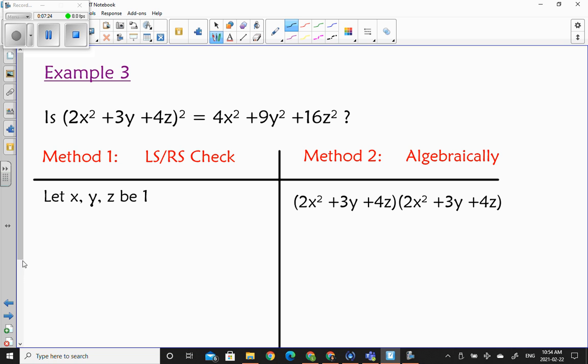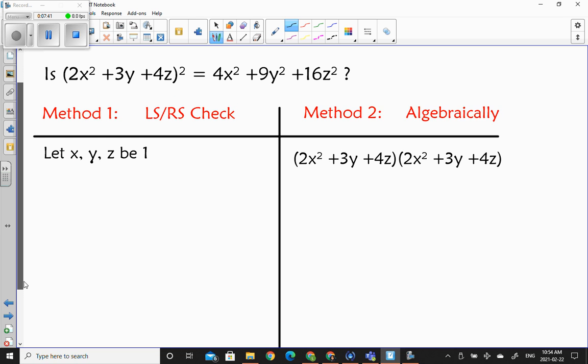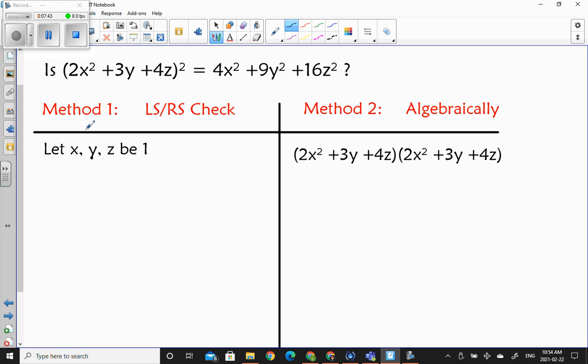Third example is (2x squared plus 3y plus 4z), the square of that, equal to 4x squared plus 9y squared plus 16z squared. So it's asking you to check and see if the left side is equal to the right side. I'm going to do this in two ways. I'm going to do first method, where I'm going to just assign values to these variables and then check if the square of that equals this right-hand expression.